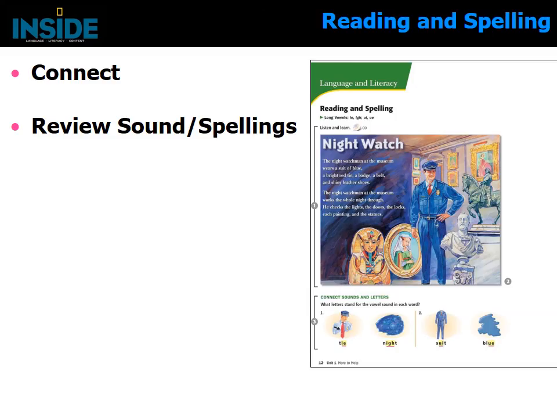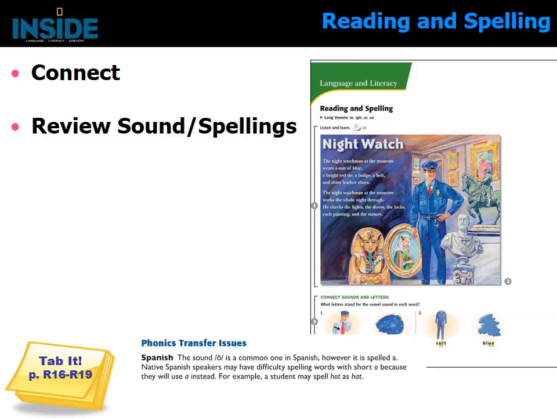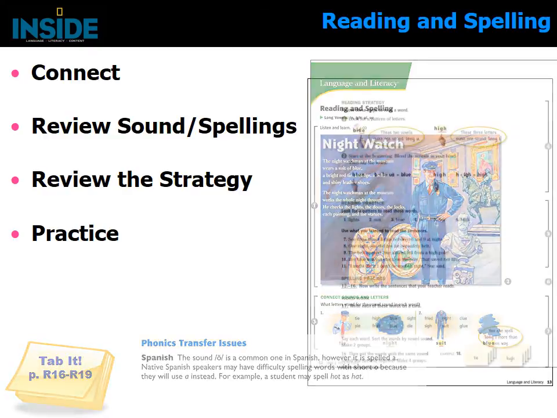Next, the reading and spelling lessons bring all the sound spellings we've been working on together. Students make connections through a poem or song and they review the sound spellings they've been working with. In some units, you'll also find a reference to the phonics transfer issues in the bottom of the teacher wrap. Pages R16 to R19 in the back of your teacher's edition provide information about phonics transfer issues.